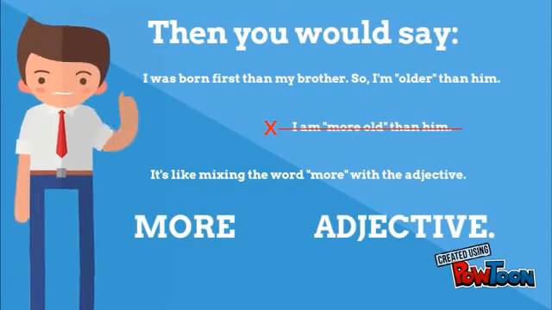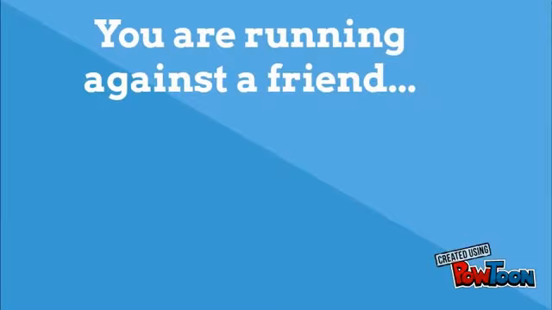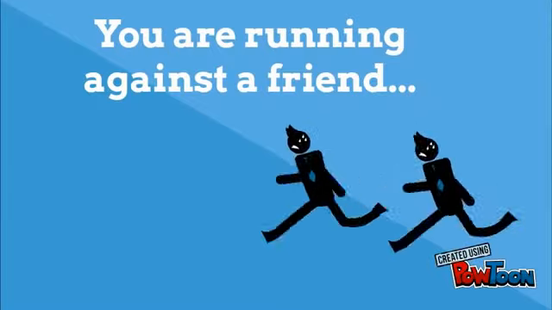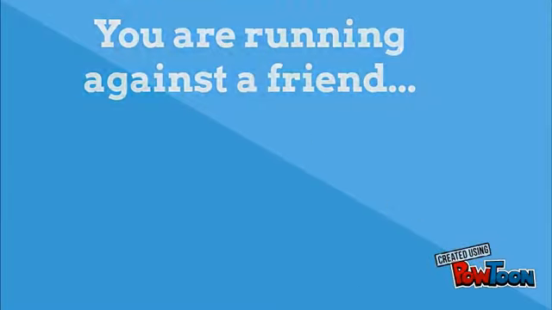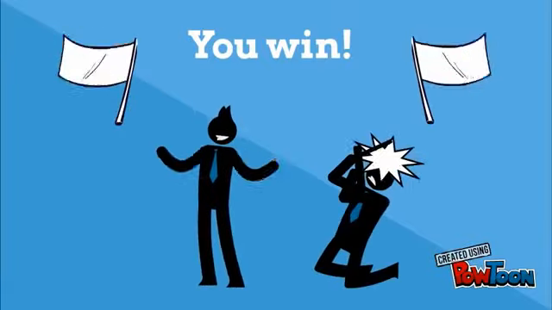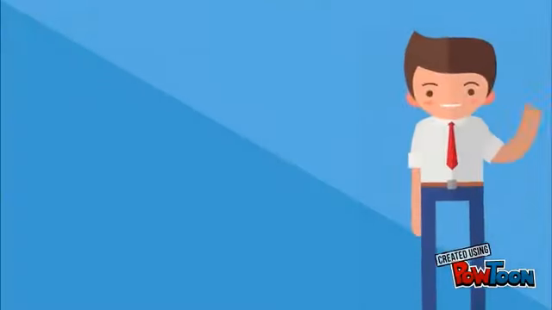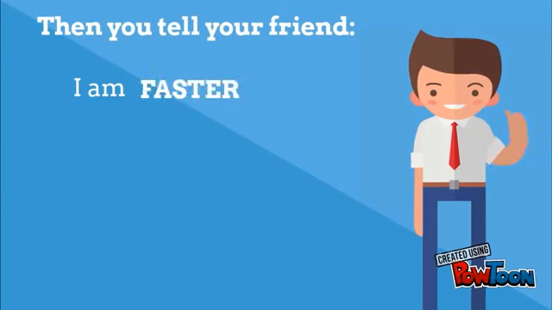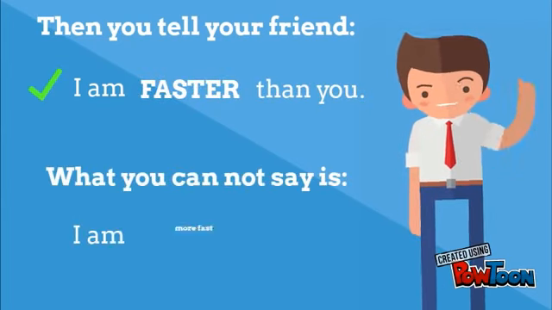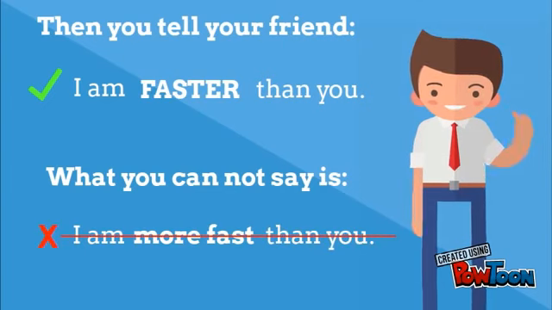Let's make an example. Guess you're running against a friend, only the two of you. And then, you win! So, what would you say to your friend? Then, you tell your friend, I am faster than you, which is correct. What you cannot say is, I am more fast than you. This is not right. Well, moving on.